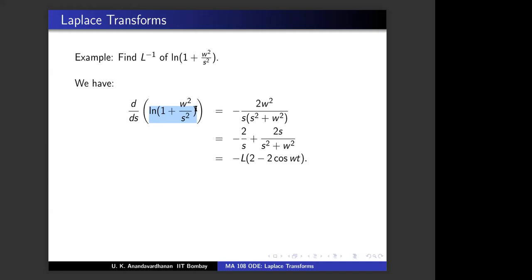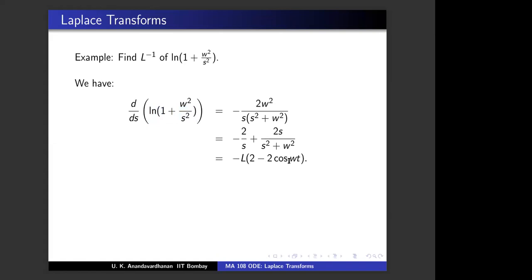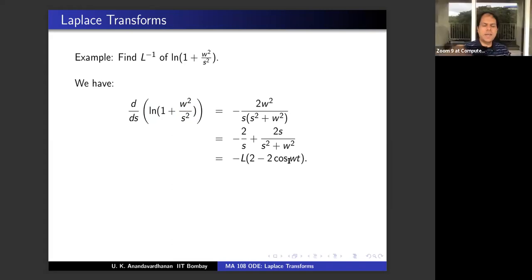Integral of the LHS is 1 by t. So this answer is nothing but the integral of d by ds of this. If you take the integral, you will get this answer. So you are taking the integral of this, and in terms of this, what should the answer be? Divide by t inside. Divide by t makes sense only inside.